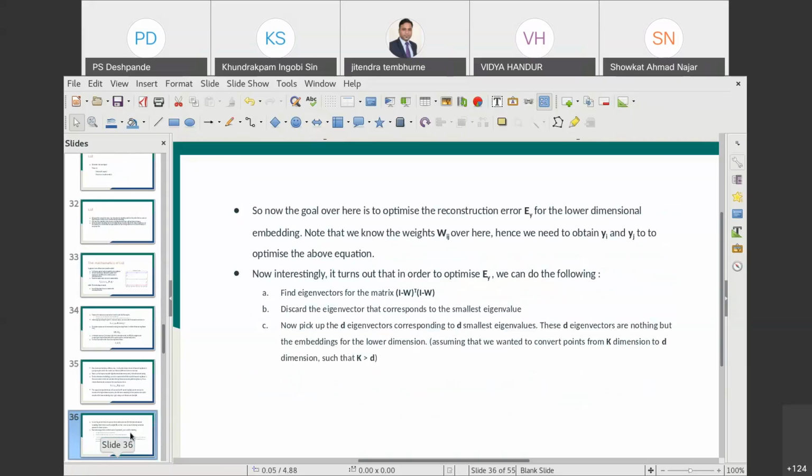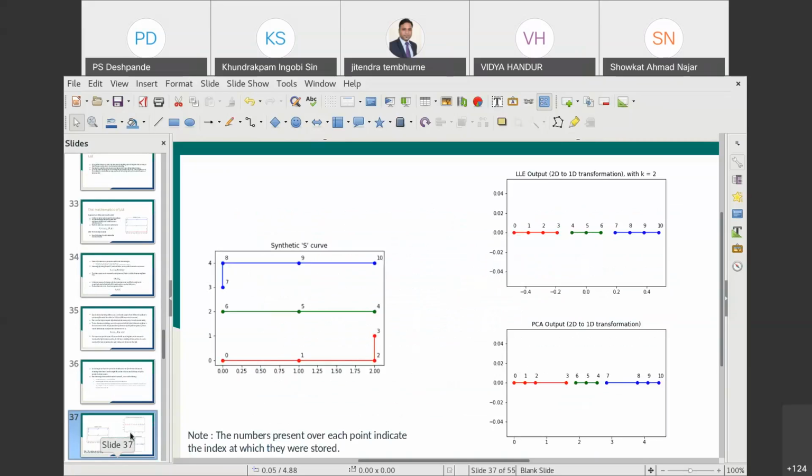This is actually the mathematical proof; we will not go into that, but we'll just see the result first, and then we'll see exactly how the calculations are done. So this is the LLE output and this is the PCA output. If you see the PCA output, the distance between 2 and 3 is going to be very far. But in the case of LLE, they are near to each other. So along the manifold, the distances are more preserved in LLE as compared to PCA.